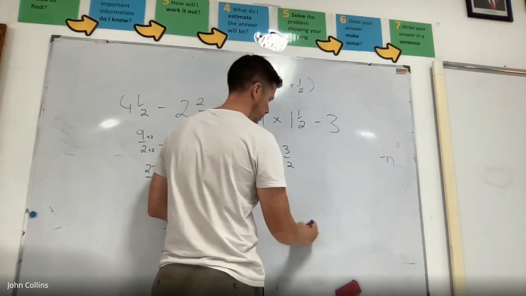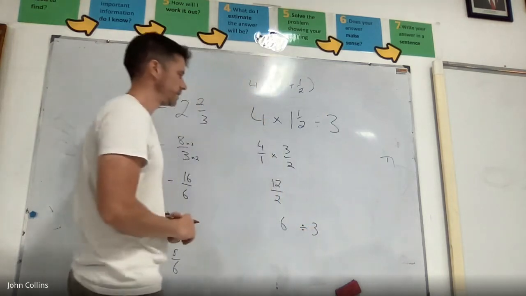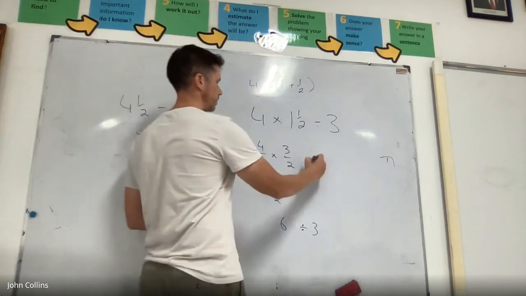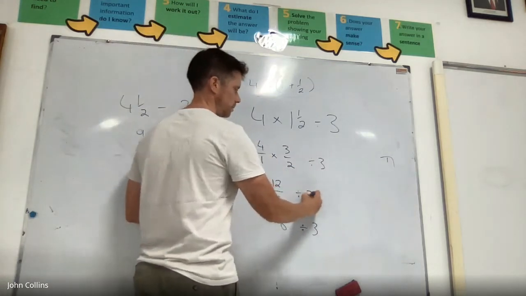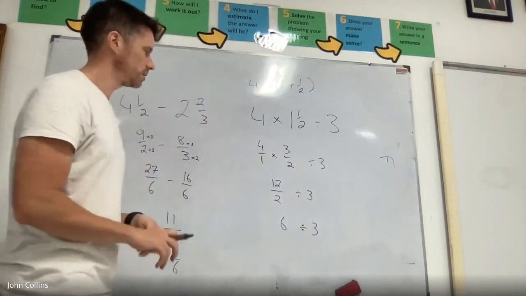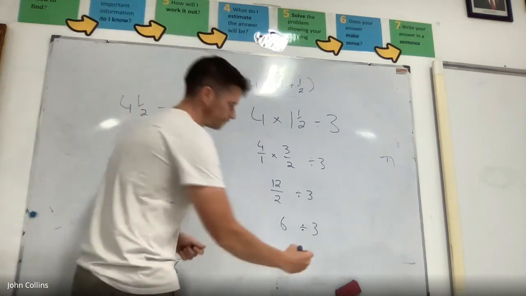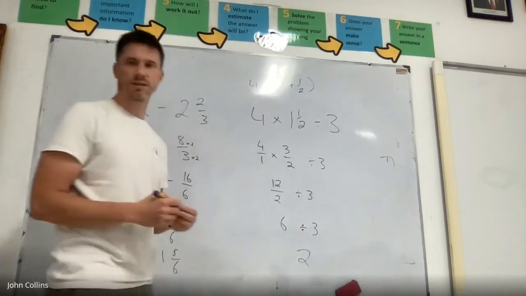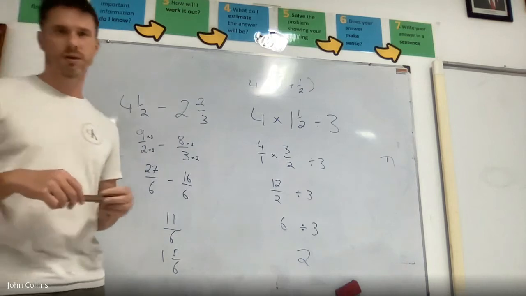divided by the 3 still. This is all just still to be divided by 3. I just included it. So 6 divided by 3 then is 2. Okay, so that should be your answer to that one.